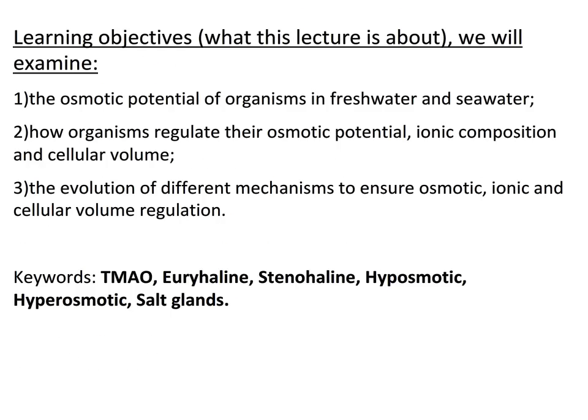So if we look at the learning objectives, we've got to examine the osmotic potential of organisms in freshwater and seawater. So the majority of organisms are going to be hyperosmotic to freshwater and hypoosmotic to seawater. The second objective is how organisms regulate their osmotic potential, ionic composition and cellular volume. Okay, so osmosis or osmotic potential can be related to ionic composition and will be related to cellular volume. And thirdly, we'll examine the evolution of different mechanisms to ensure osmotic, ionic and cellular volume regulation.